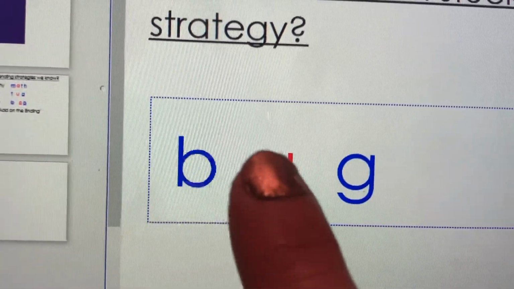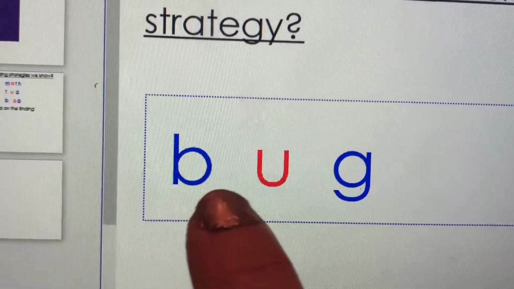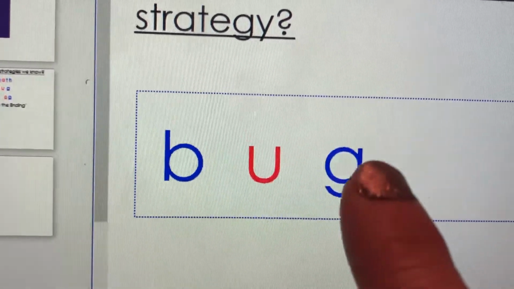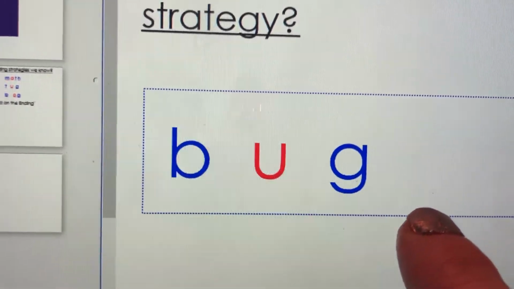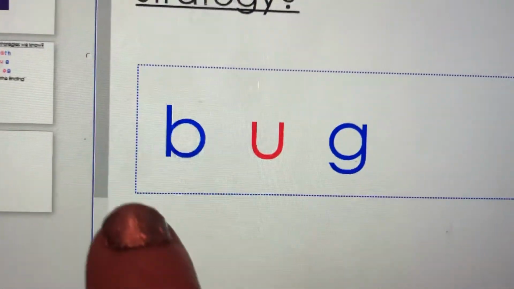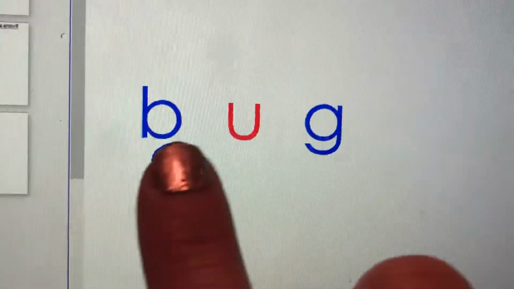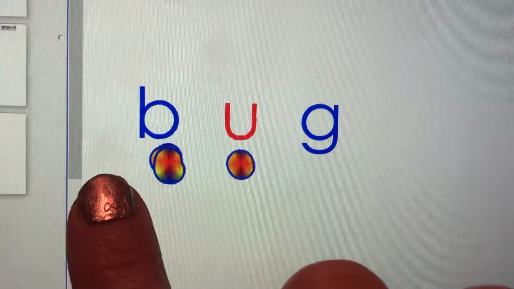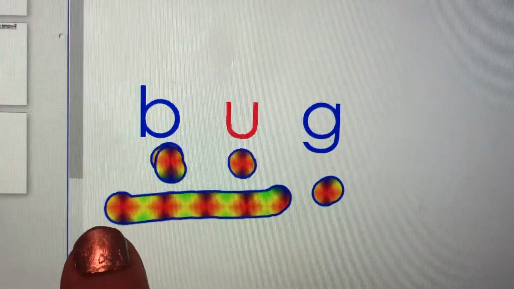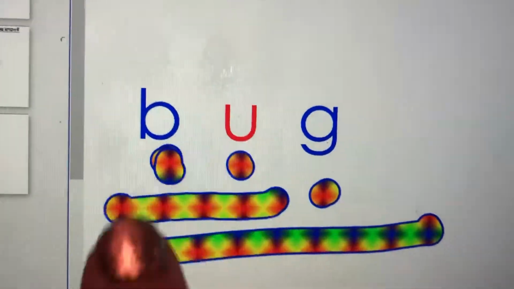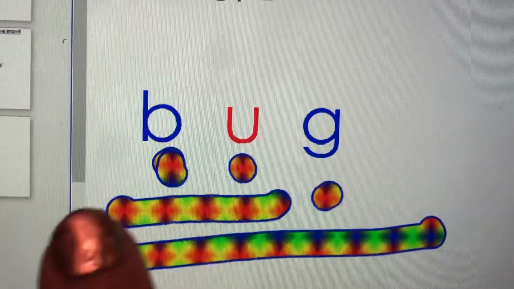Okay, so instead of just a tap and a sweep, you're going to tap, blend the first two, add on the ending, and then sweep it all together. So there's an extra step or two there. Okay, so here's what it looks like and sounds like. B, A, ba, g, bug.